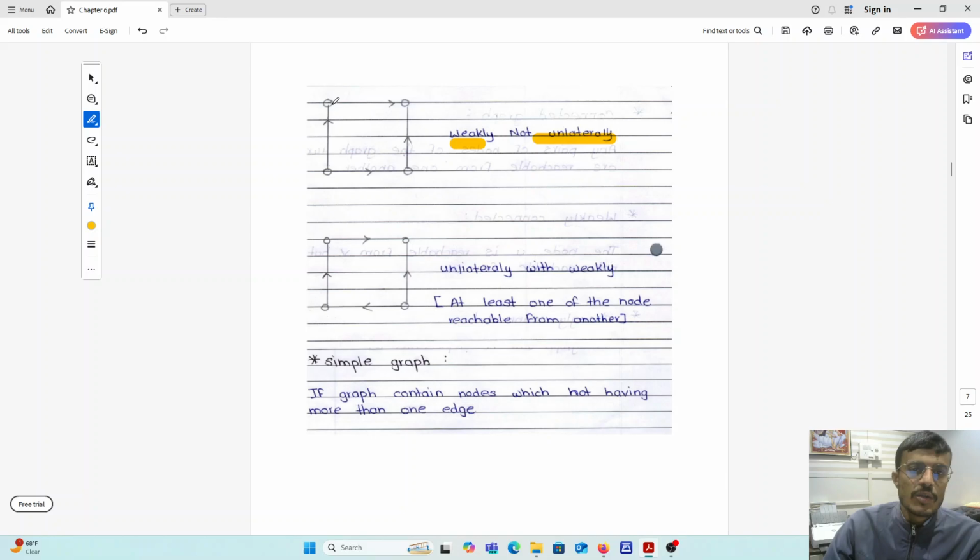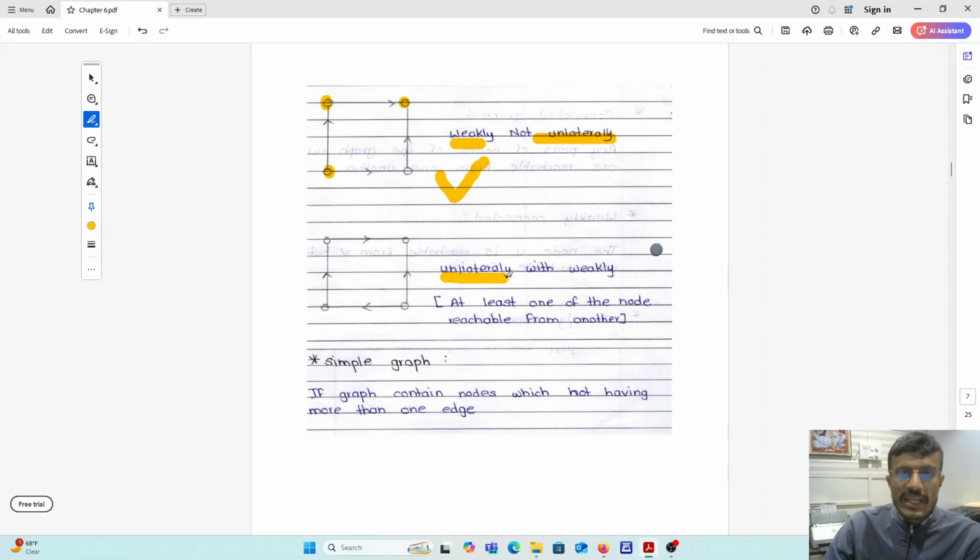You can see here, you can reach from this position to this position, but you cannot come back to this position. In this case, you can reach from this point, but cannot come to this point. So if you check every point, you can go from one node to another node, but you cannot come back to the originating node. So that's why this diagram is called weakly connected.